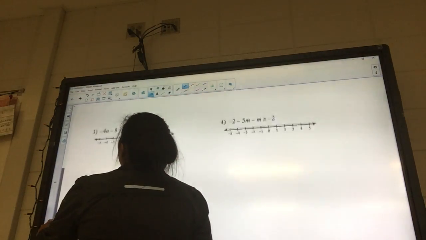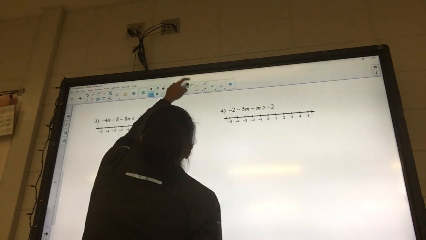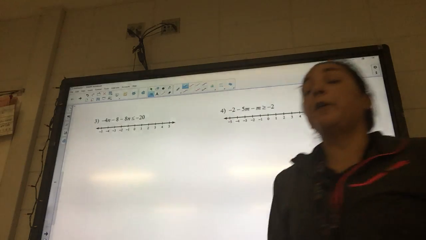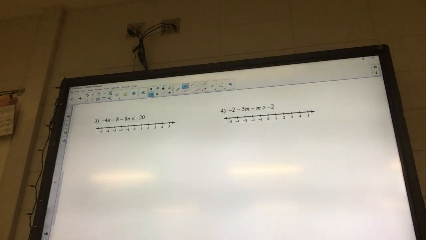Okay, so let's look at number 3. Our first step is to distribute. Are there any parentheses? No. So we don't need to distribute.